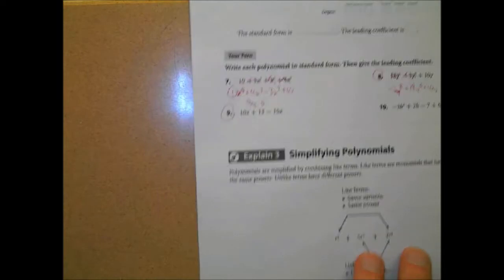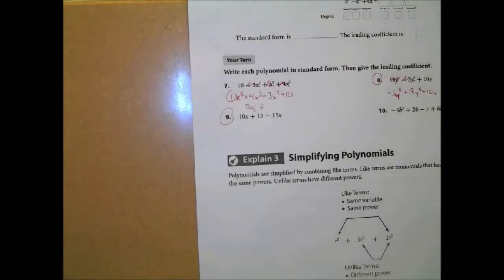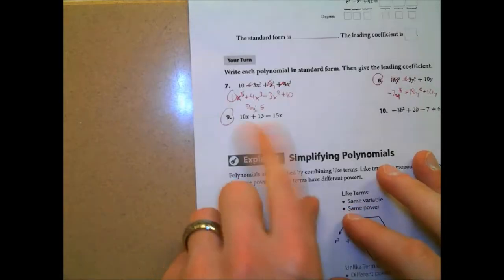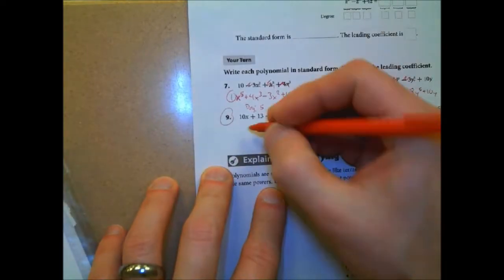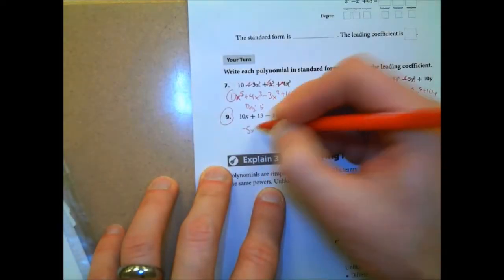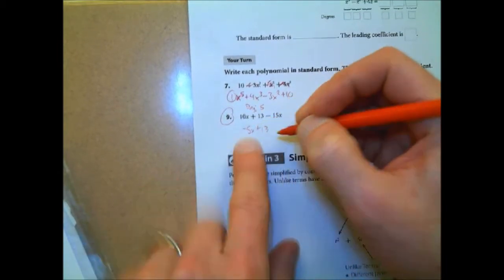Number 9. Now this one's a little bit funkier, so let's go to Tyler C. Tyler, what can we do here with this? Okay. So you got 10 and negative 15. Okay, what can we do with those? You can combine them. Yeah, they're like terms here, so we probably should, right? And that makes negative 5x and then the plus 13. Is this in standard form now?